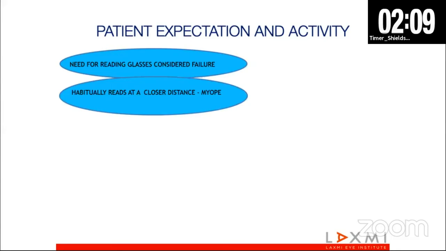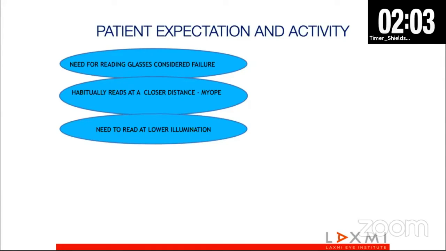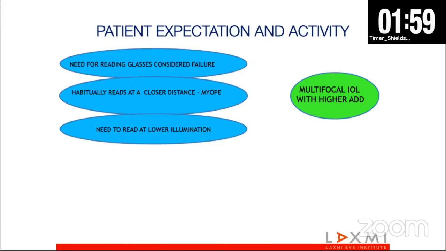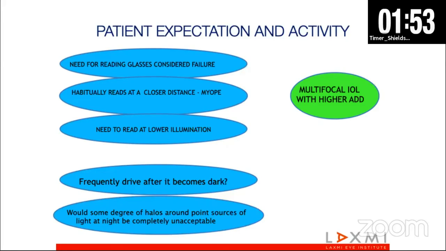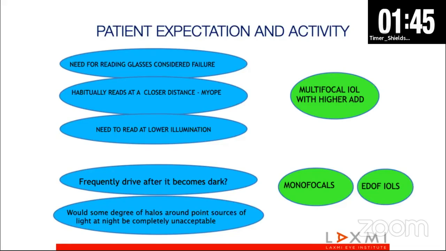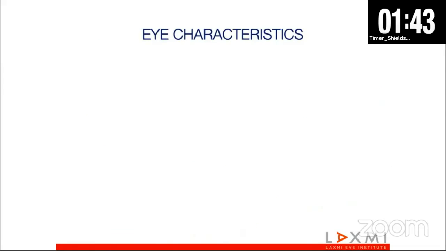presbyopic lens, or if he habitually reads at a closer distance, as in myopes, or needs to read at lower illumination, then consider multifocal IOLs with higher add. If the patient needs to frequently drive after it becomes dark, and some degree of halos around a point source of light is considered as completely unacceptable, then either put monofocals or non-diffractive EDOF lenses.